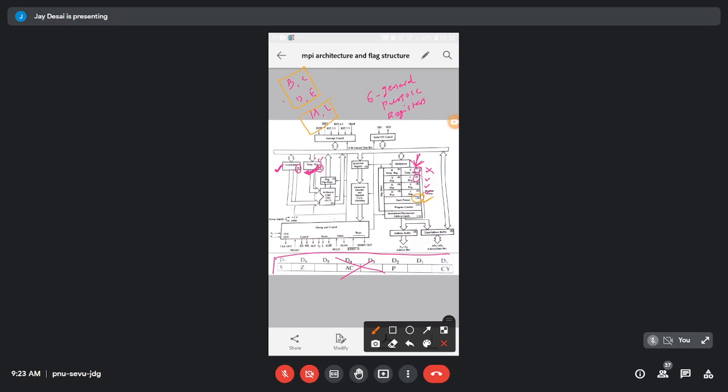16. Yes, your stack pointer is 16 bit. So basically stack pointer is used to store the location.